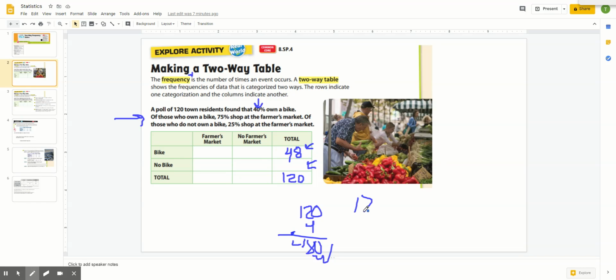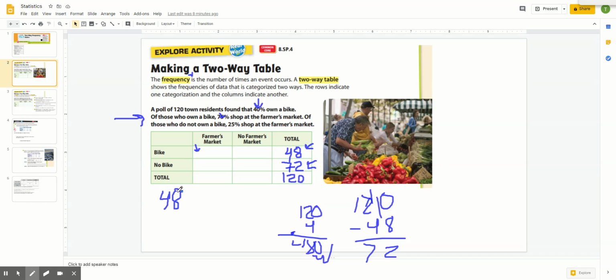You're just subtracting for this, right? Just 120 minus what you had, 48. Just make sure that you borrow the right way. Once you do that, we have 72. Now we're all set up to complete the rest of our numbers. So here we go. Of those who own a bike, 75% shop at a farmer's market. Go ahead and calculate that.